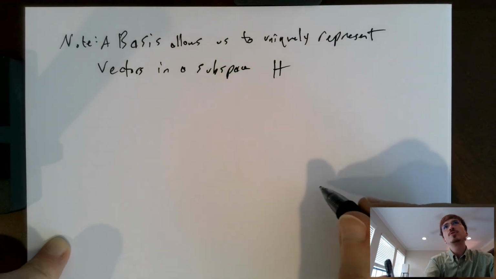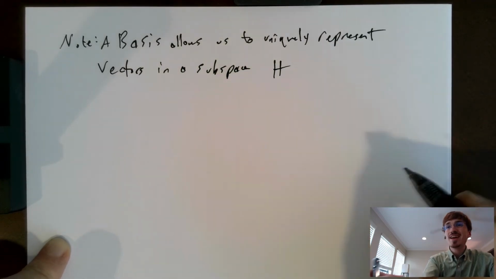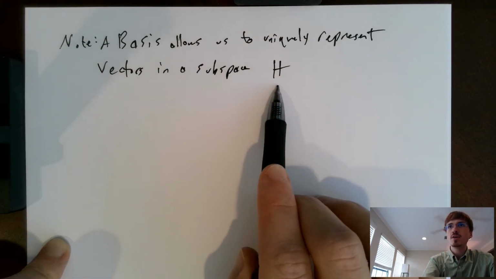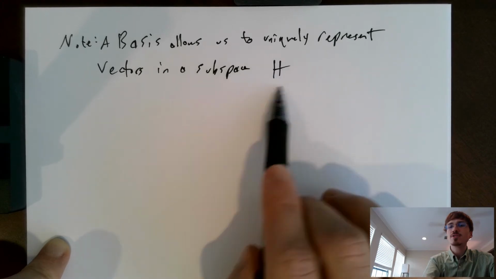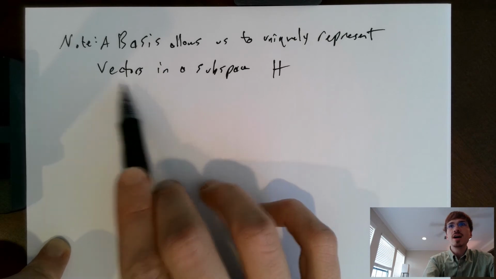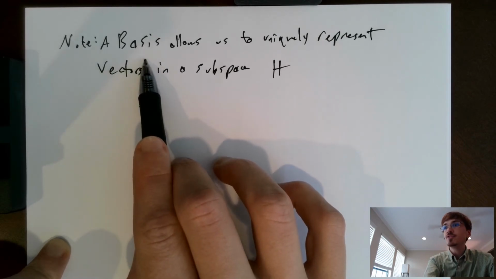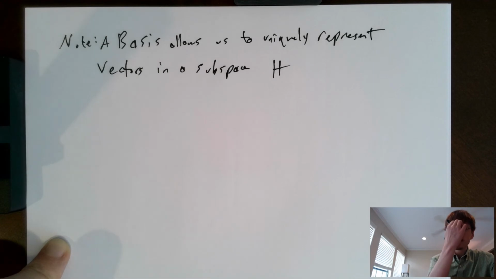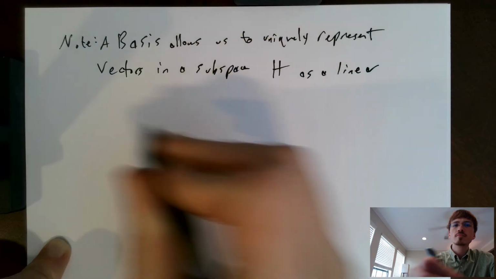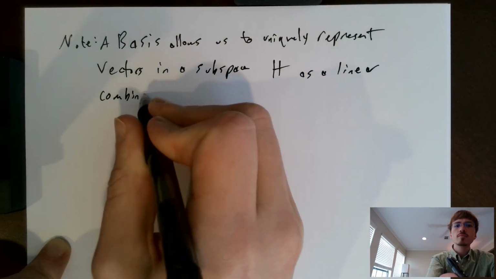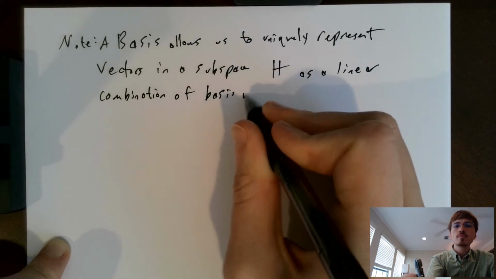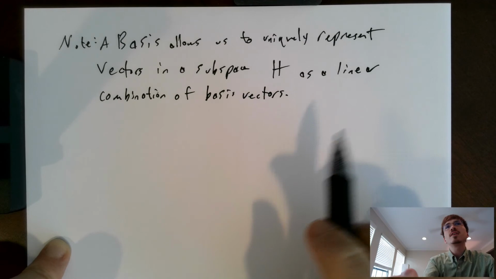So they allow us to represent these vectors in a subspace H. How? We know that a basis will form a linearly independent set that spans H, right? Well, that means that for any vector in H, I can write it as a linear combination of your basis vectors, right? And this is kind of nice.